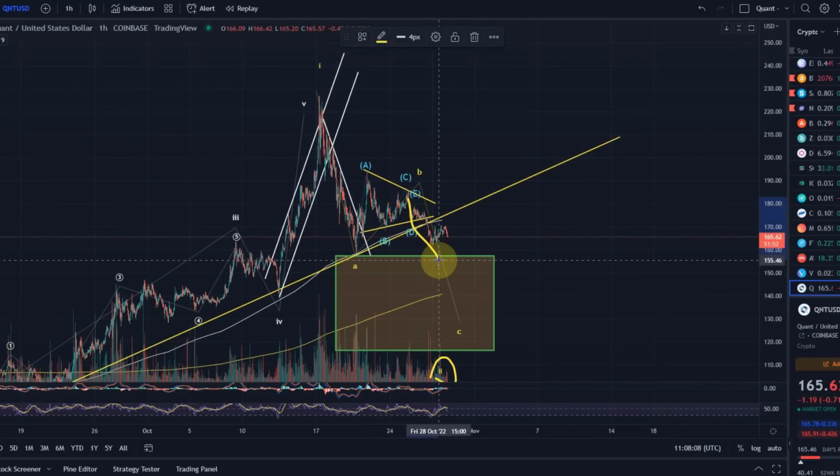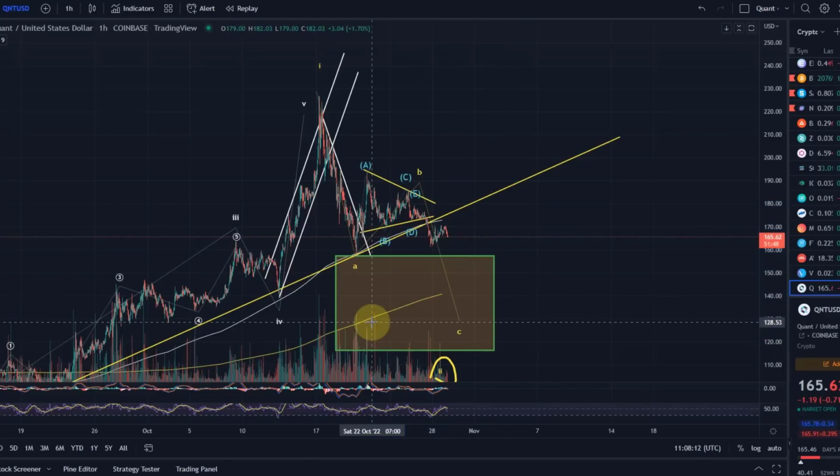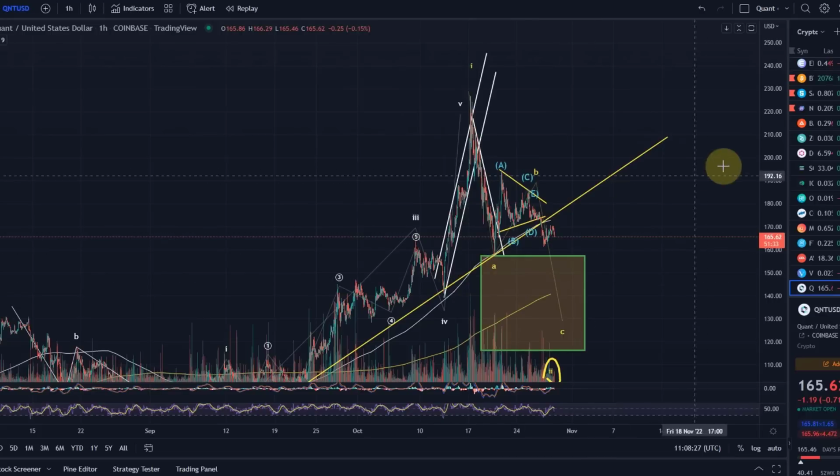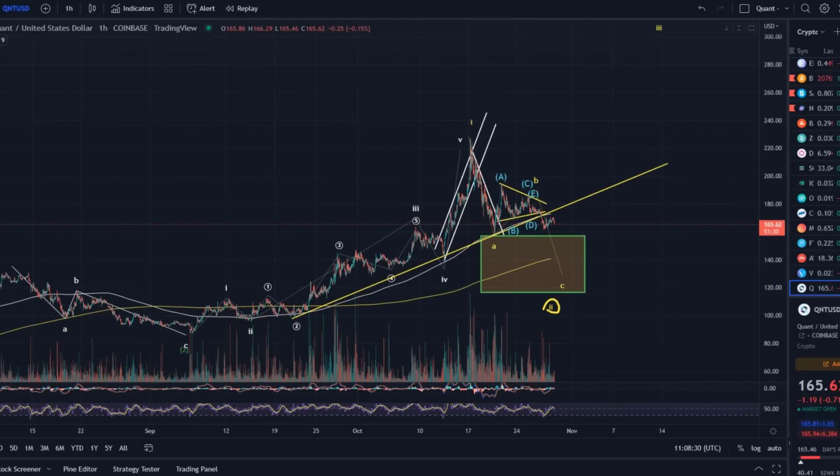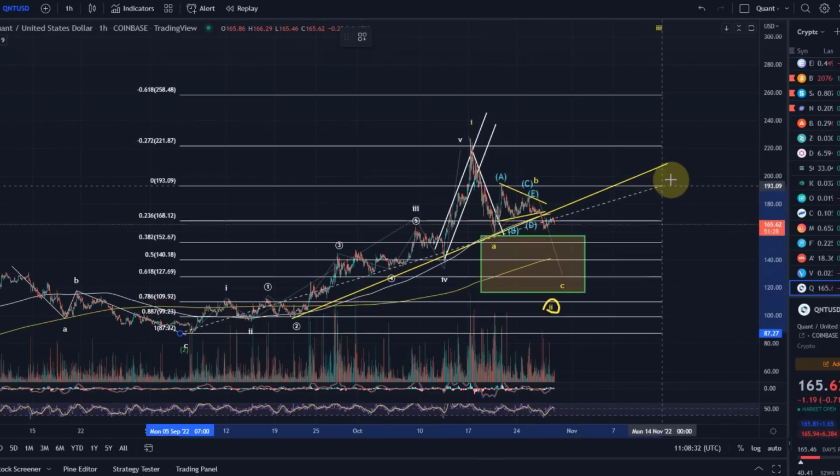Yeah, so it could become something like this: wave 1 down, wave 2 up, 3, 4, 5. Okay, just to give you an idea how this could be working out. Next key support for me is the previous swing low at $161, and then the key support area here at 157. If we break 157, that would unlock much more downside potential. I think we are going to break it.